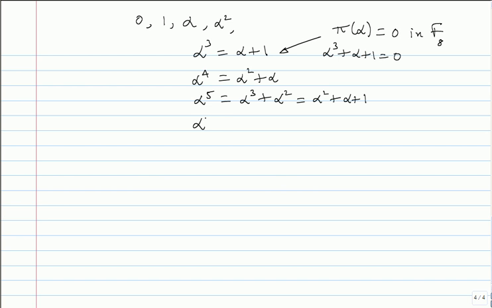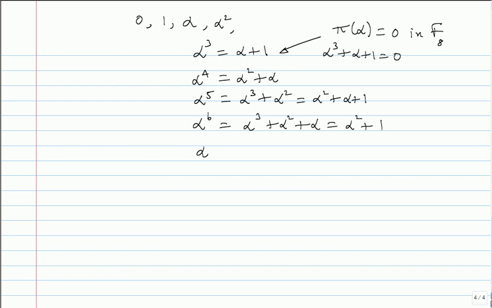Then alpha power 6, what do I do? I multiply alpha power 5 by alpha. So alpha power 3 plus alpha squared plus alpha. Then what would I do with alpha power 3? Replace it with alpha plus 1. So I get alpha squared plus 1. The alpha would cancel.